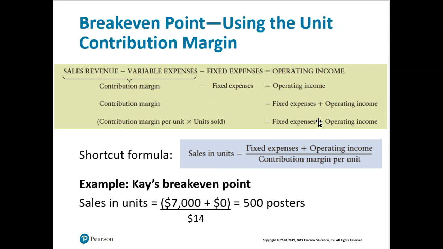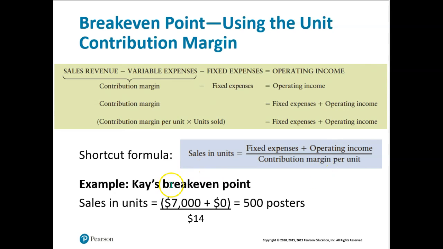Okay? All right. So the formula, though, that you want to use is that the sales in units would be equal to fixed expenses plus operating income, my total fixed costs. Okay, everything I have to cover. This would be at break even at 0, but if you've got a target income, you'd put a dollar amount in there, and we'll divide that by the contribution margin per unit.